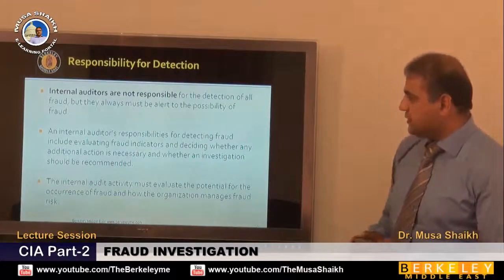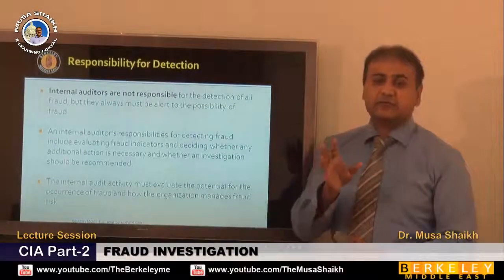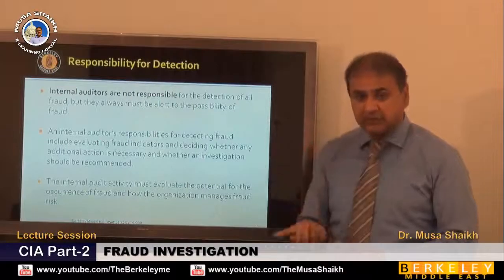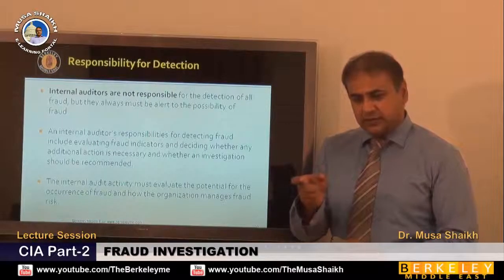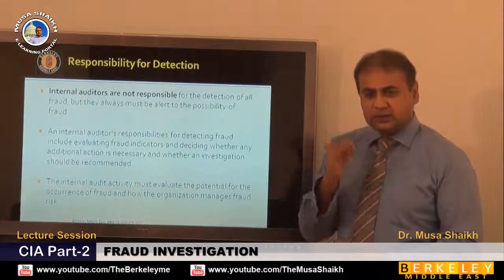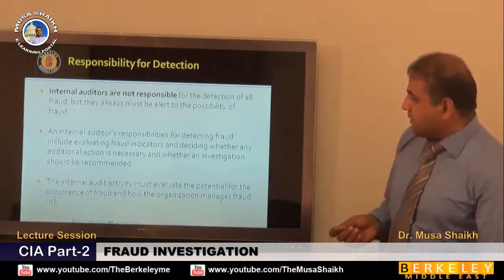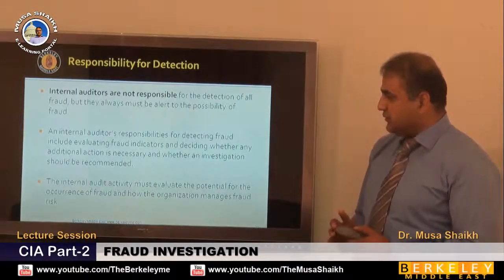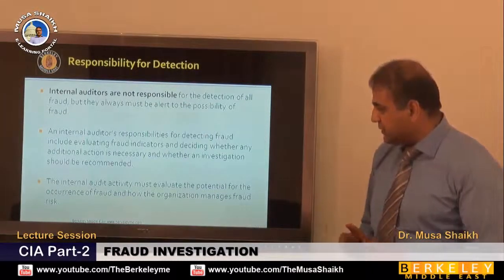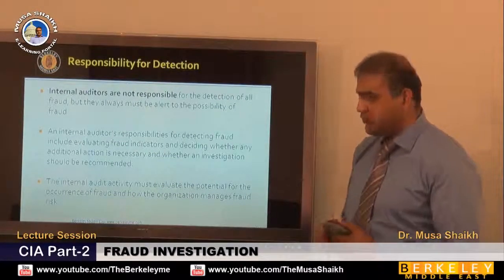Internal audit responsibility for detecting fraud includes evaluating fraud indicators. For example, you use analytical procedures and feel your cost of goods sold is not right, so something is happening in the inventory. Cash is not coming in smoothly, or all cash collections are not banked the next day. These kinds of things are fraud indicators. You then decide whether any additional action is necessary and whether an investigation should be recommended. The internal audit activity must evaluate the potential for the occurrence of fraud and how the organization manages fraud risks.